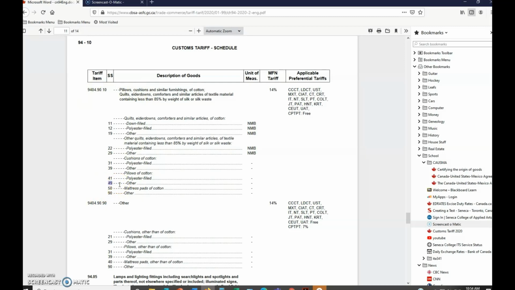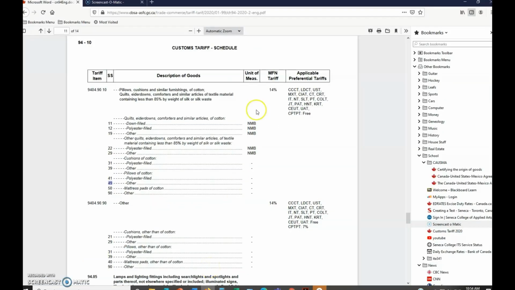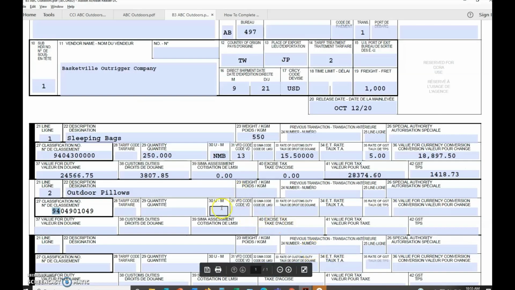So the first thing we get is the unit of measure, because we need the unit of measure to go in here. Now, we look up the unit of measure. These ones are NMB, but underneath, ours, which is number 49, just has a dash. And like I told you, it just has a dash. So that means you leave this field blank. And because we leave this field blank, we're going to leave this field blank too. We don't need to tell them the quantity.